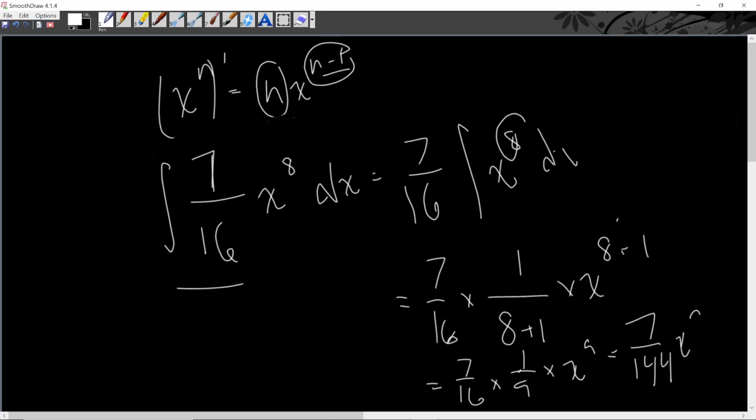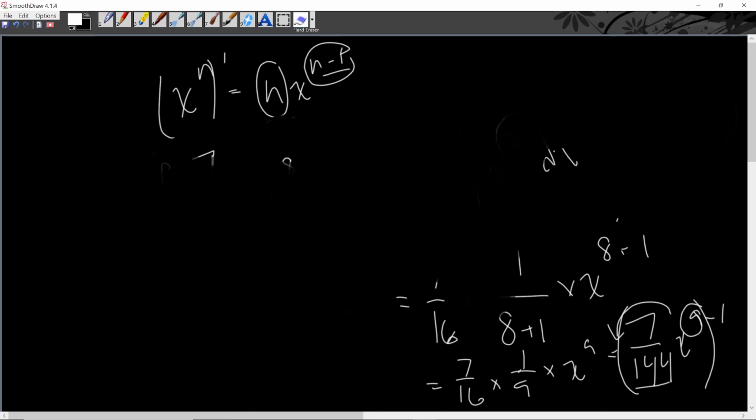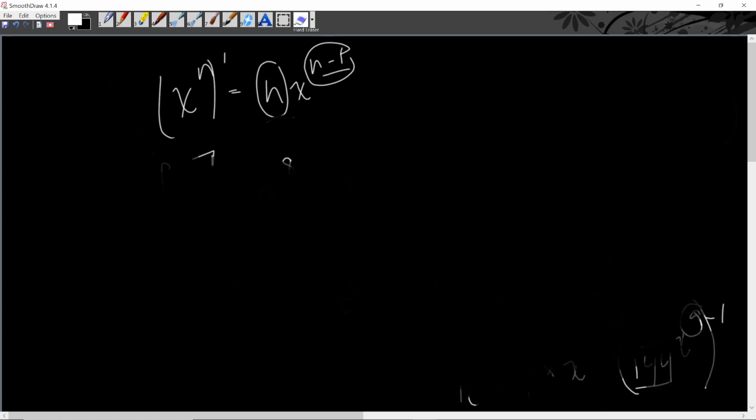And again, if we were to do the derivative of this, we bring that 9 out, and we divide 144 by 9, since we're trying to cancel out that 9. 144 divided by 9 is going to be 16, so 7 over 16 times x to the 9 minus 1, which is x to the 8, which is what we started with. And you can keep on practicing that, but let's get into some more important ideas.